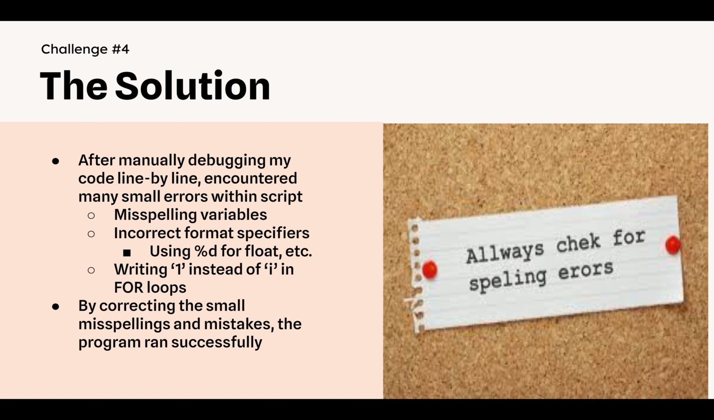And also I had a couple of instances where I had accidentally written a 1 instead of an i in my for loops, which would obviously cause the for loops to not count correctly. And by correcting these small misspellings and mistakes in my code, the program was able to run successfully, and I was able to get all of the calculations to function properly.